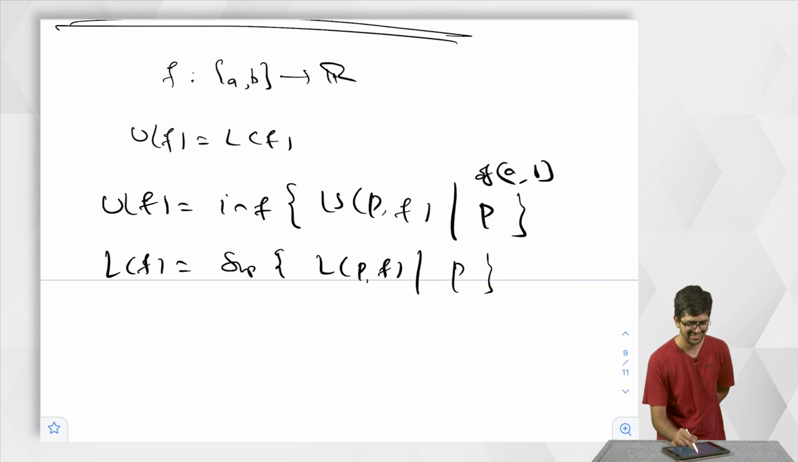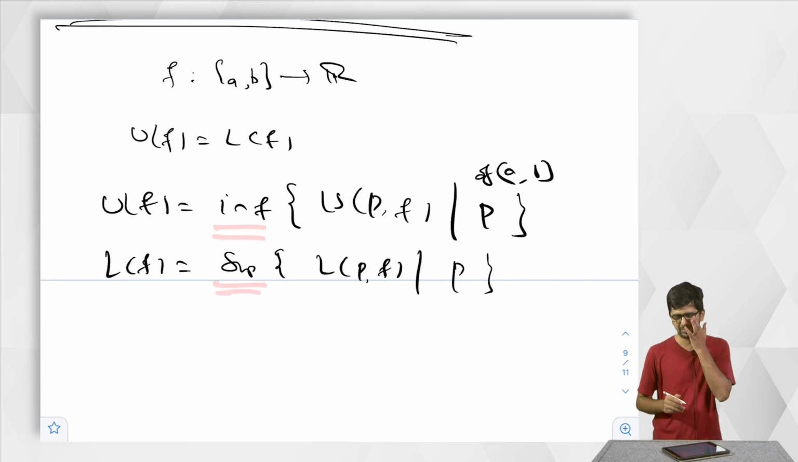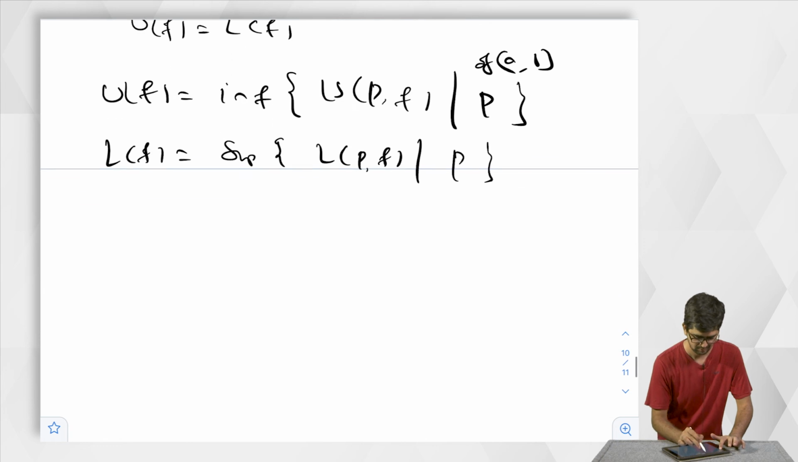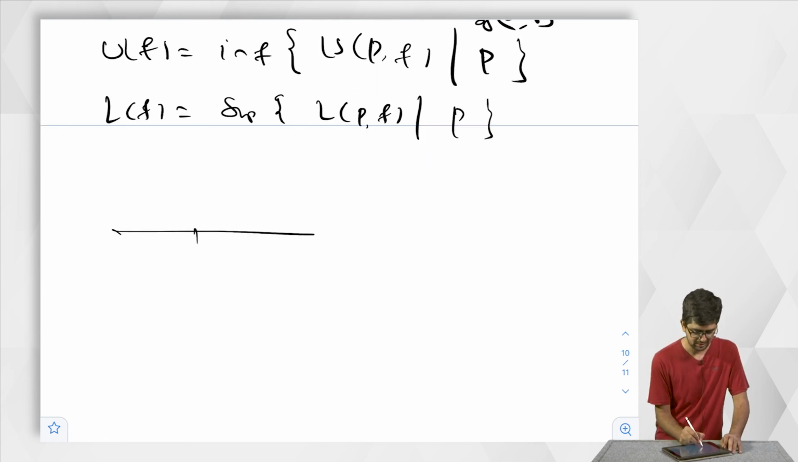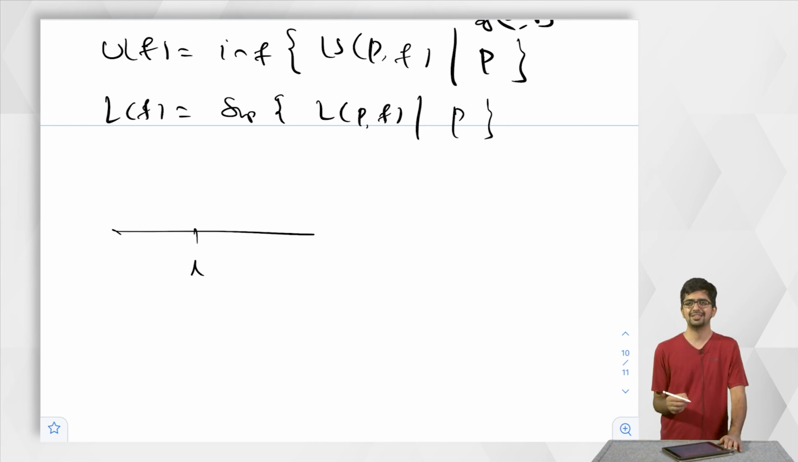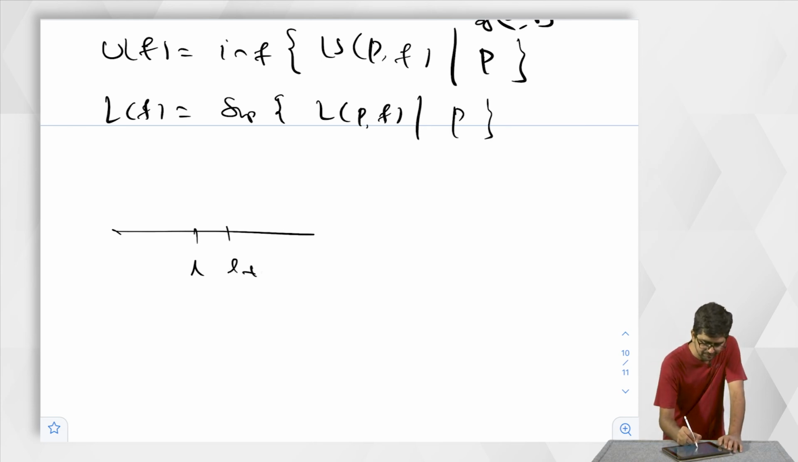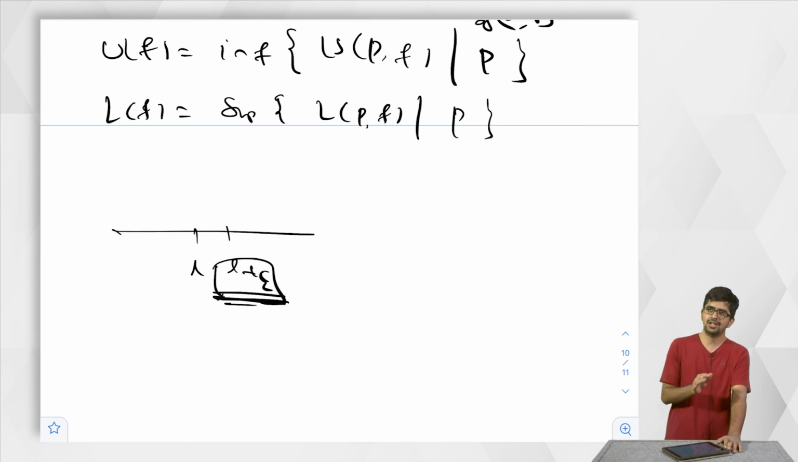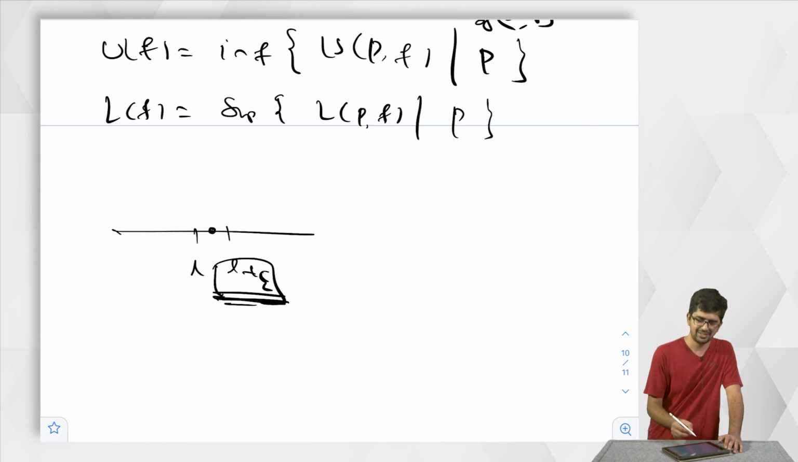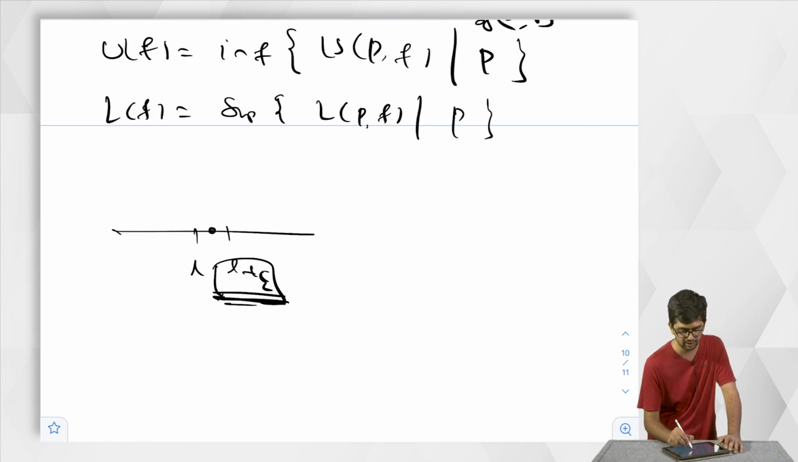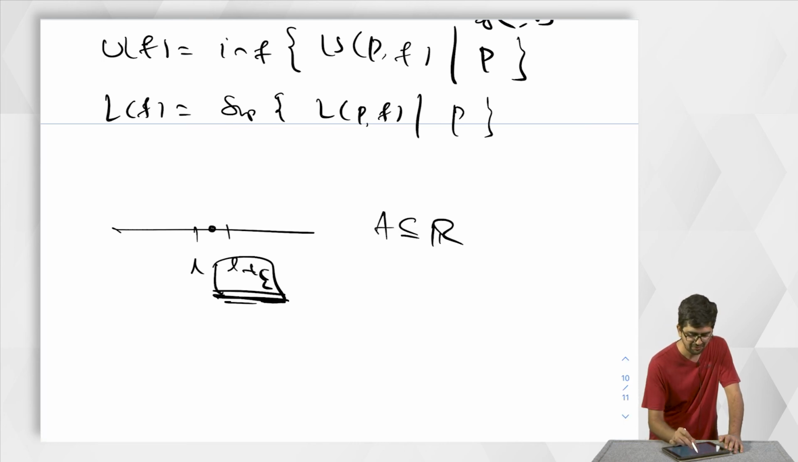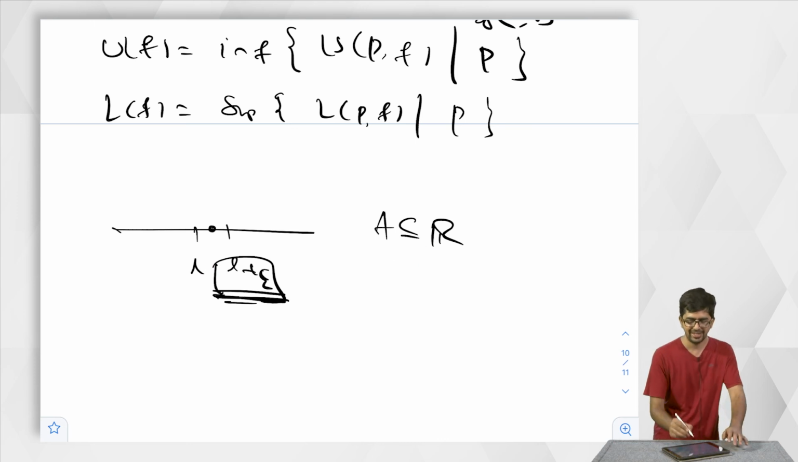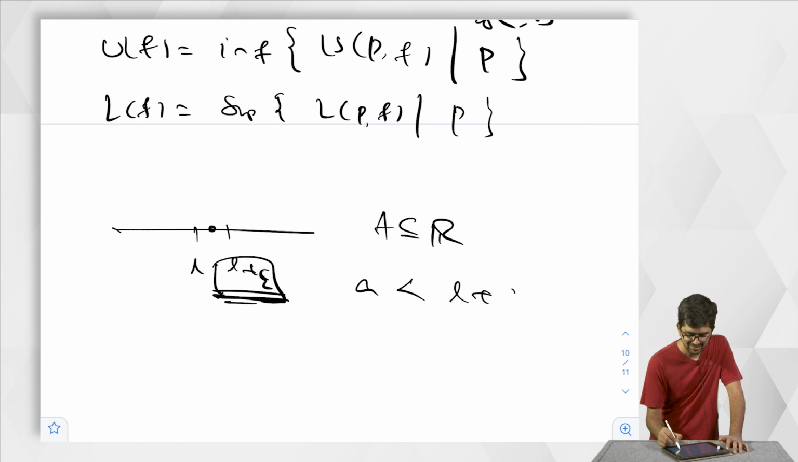Now, whenever you see infimum or supremum, if you want to understand more, you apply the first rule. Suppose you have some bounded subset A of R, and L is the infimum of A. If you take any element greater than L, say L plus epsilon with epsilon positive, then it is not a lower bound. That means there is some element a belonging to A such that a is less than L plus epsilon.